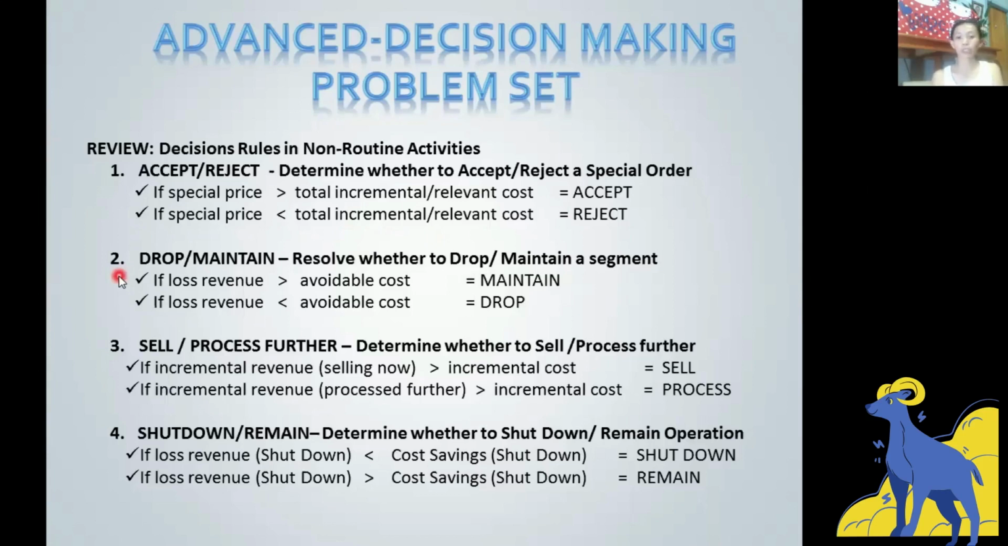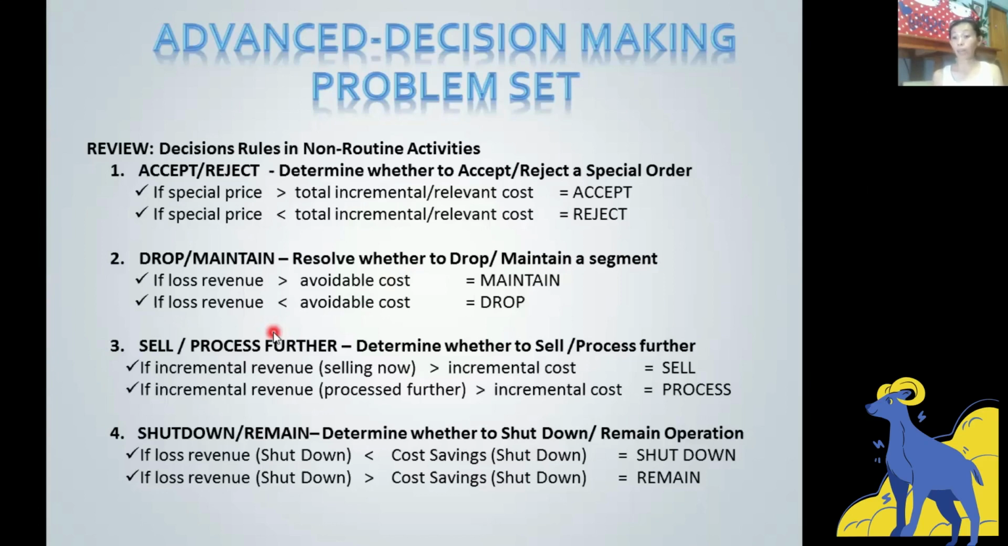Ang second nga activity sa non-routine activity is drop or maintain. So gitawag ni siya non-routine due to the reason that dili ni siya recurring activity. So dili ni siya ingon nga parte sa normal operating day-to-day business activities. So kung maghisgot ta og drop or maintain, for instance, to resolve whether to drop or maintain a segment. So a segment could be a product line, a branch, or a department.